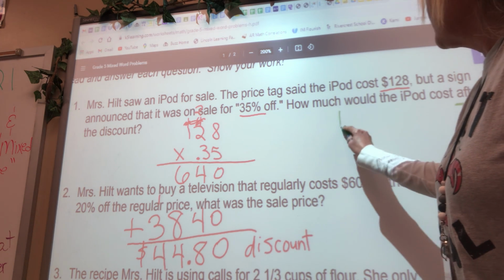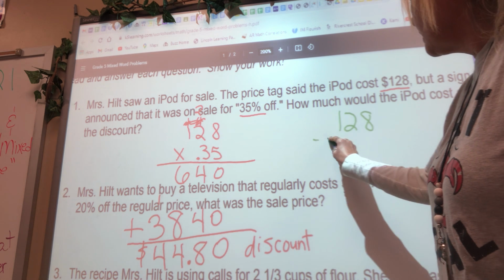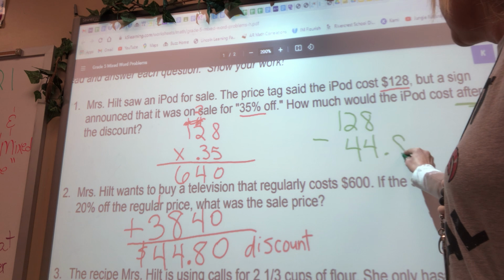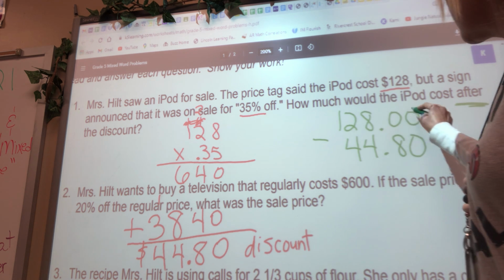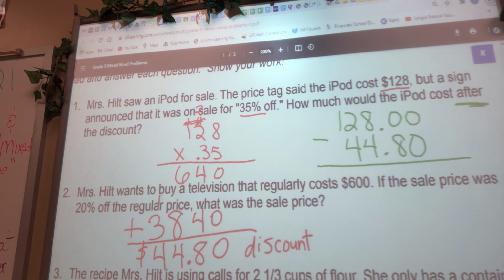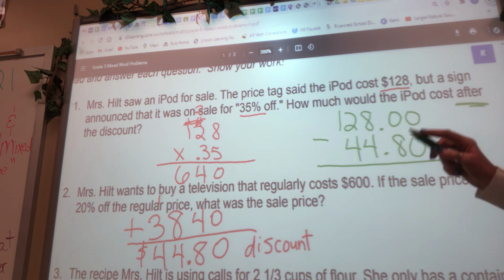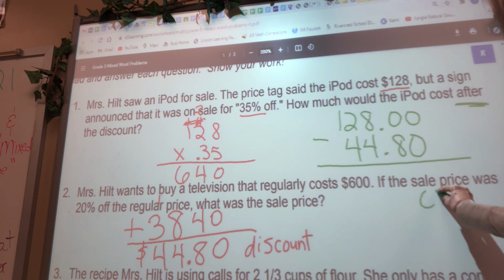So if it started at $128 and it was discounted $44.80, and we can make this dollars, doesn't change the value. So we would take what it started as, we would subtract the discount to get how much it would cost after the discount. So 0 minus 0 is 0.